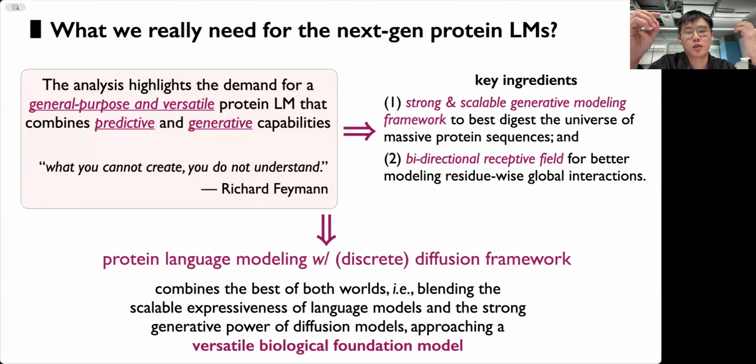So what is the answer? In our work, we propose achieving this kind of unified protein language model by combining the language model and discrete diffusion. When you combine the language model and discrete diffusion, you can satisfy these two keys. You can have scalable generative modeling, and you can also have a bidirectional receptive field for protein data.